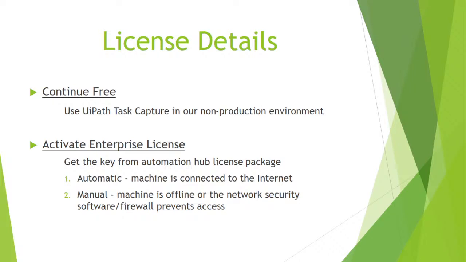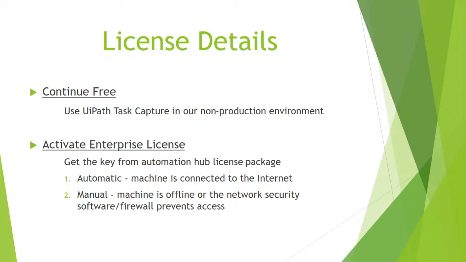Coming to the licenses, we have two varieties here. One is free, which we can use for non-production environments, when we are in the community version. When we enter the enterprise version, we also get a license here. It is available only in the Automation Hub license package.